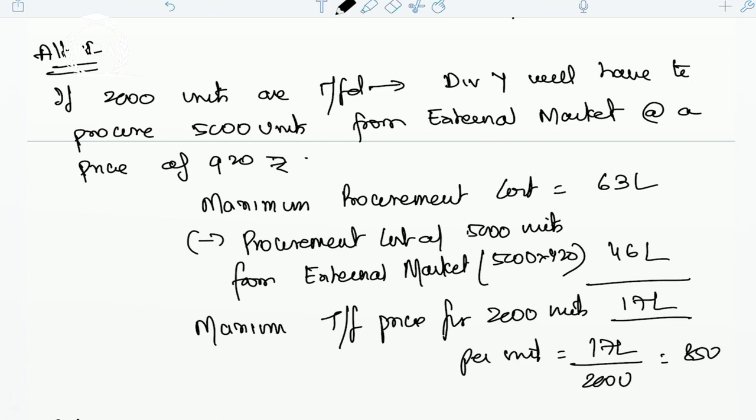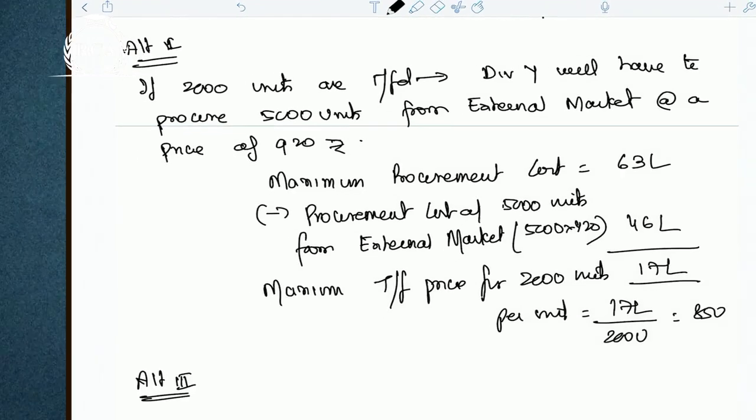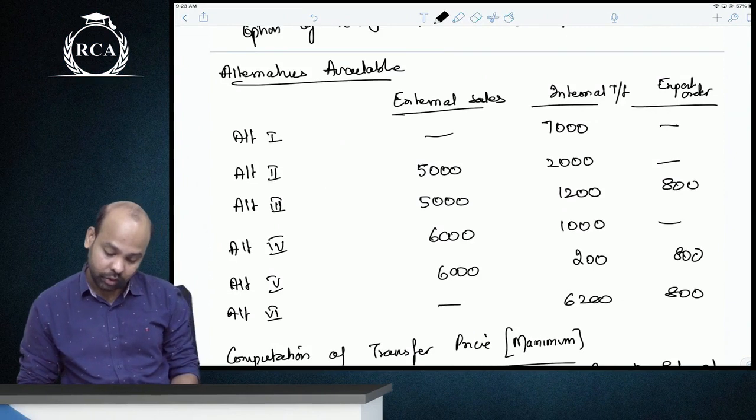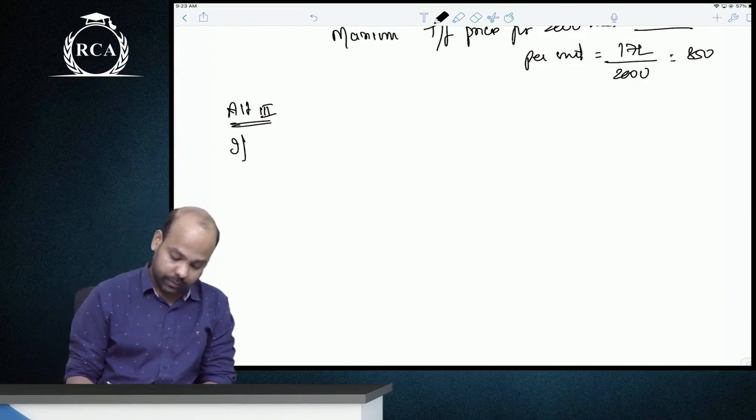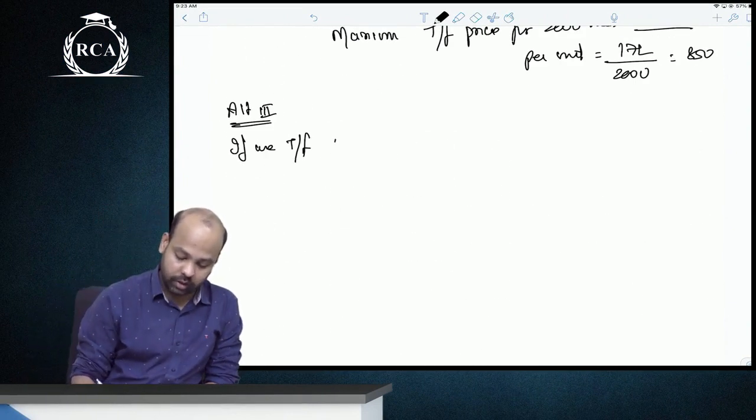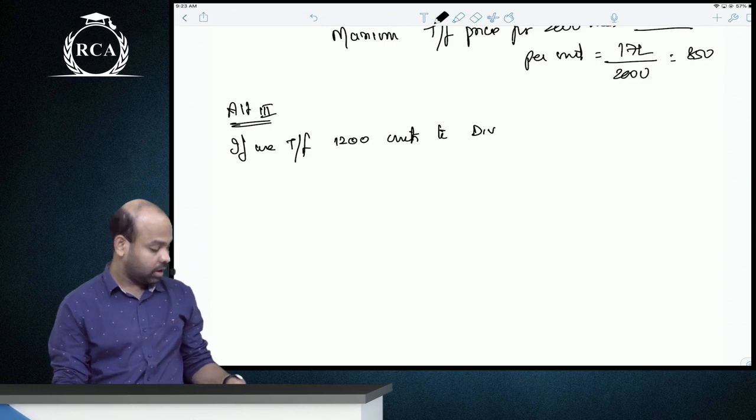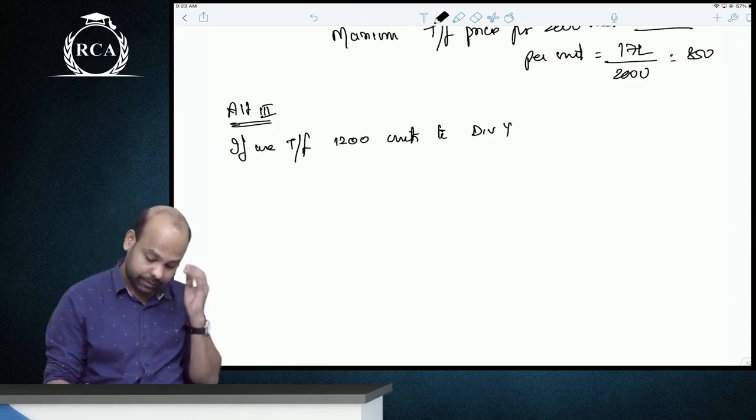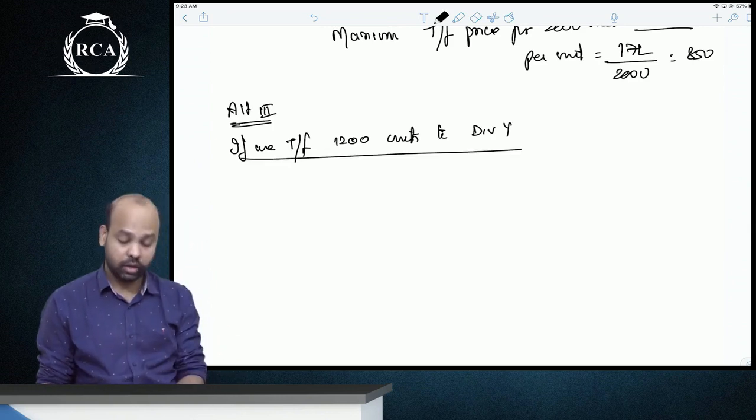I hope you're all done with this, guys, and there is absolutely no doubt. Chalo beta. Now guys, what will happen? Third scenario, beta, is: what if you transfer 1200 units? Now if we transfer 1200 units, guys, to division Y, okay?